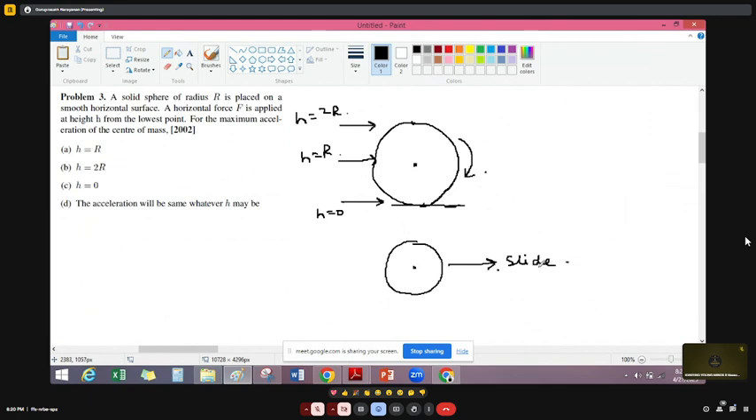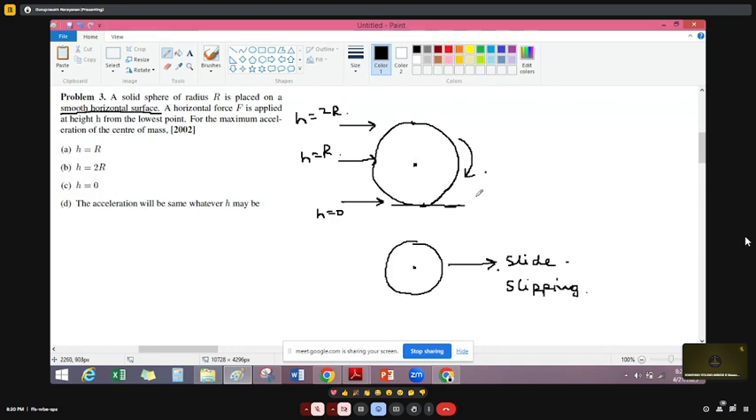This you must have experienced in cars. When you have proper friction, it will roll. When you have some oil in the road, you will see that it will be slipping, right? So slipping means it's like sliding. It's not rolling. So that means a smooth horizontal surface means it cannot roll.